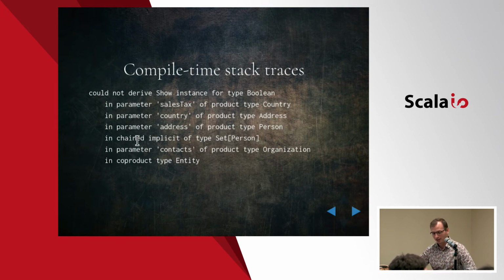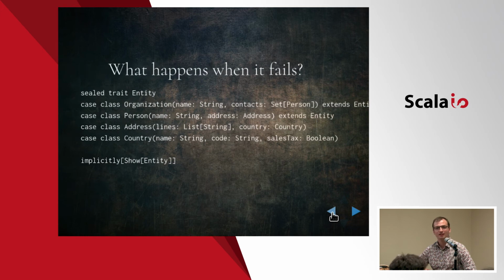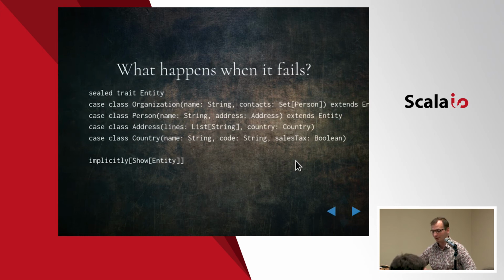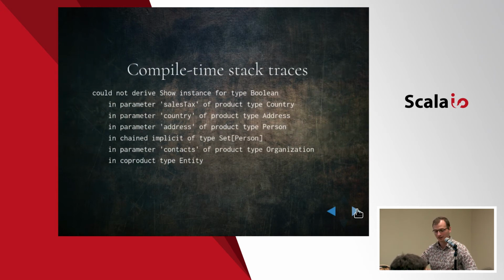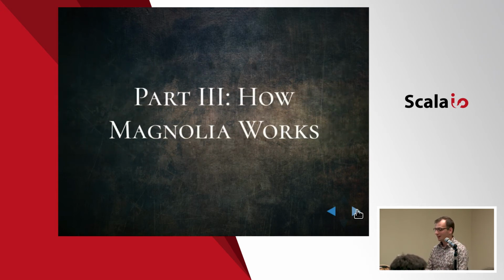You'll notice there are three different kinds of lines in here: parameters, these are in case classes, and co-products. There are also chained implicits, which you've probably seen, maybe called the lemma pattern. If we're deriving a Set, there's often an implicit in scope that derives Show for sets of things, provided we can derive a Show for the thing. So that is why that appears in there as well. That's kind of a tour of how you use it as a type class author.